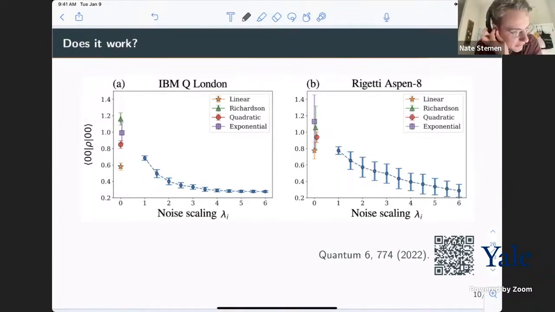We've benchmarked quite a few of these techniques on real hardware, more than just what the authors who introduce them do. That's one of the things we like to do at Mitiq, at Unitary Fund: take ideas that people put out into the world and try to give them a really robust test across platforms, across benchmark problems, that kind of thing.